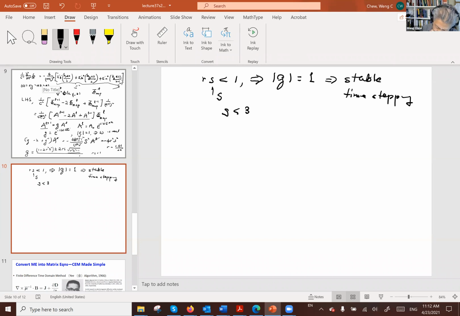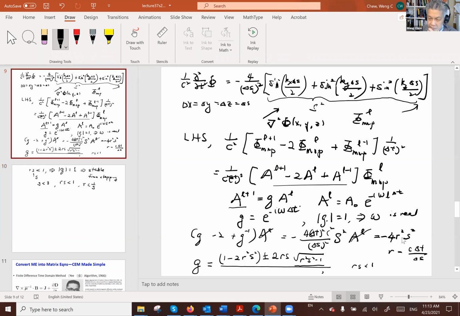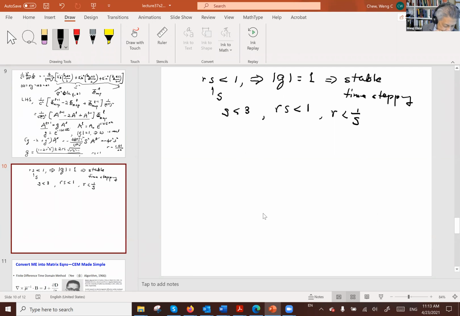Okay, so if my Rs is less than 1, it means that my R must be less than 1 over S. Okay, but what is my R? My R is intimately related to my time step and space steps. Okay, R is just the ratio of my time step to my space step times C. And if you work this out, and you might have to wrap your brain around this a little bit. Let me write down what R is. R is C delta T over delta S. Okay, that is what my R is.